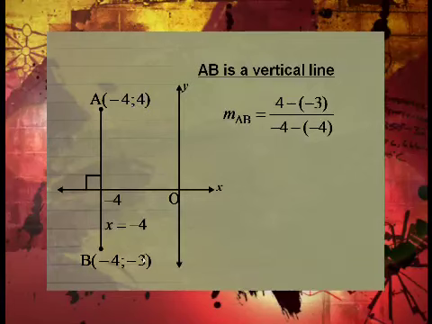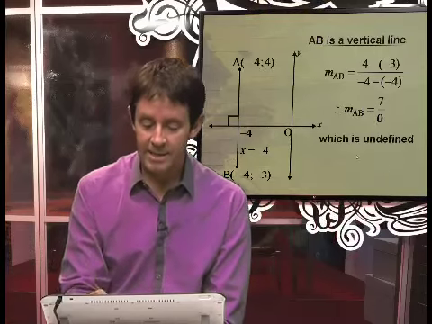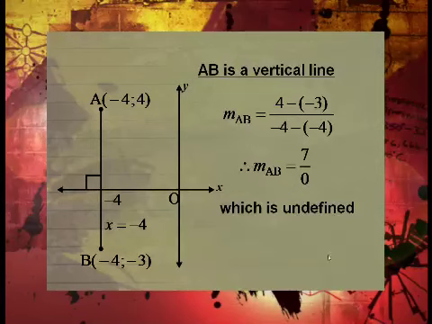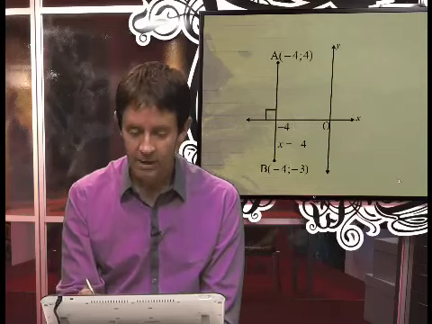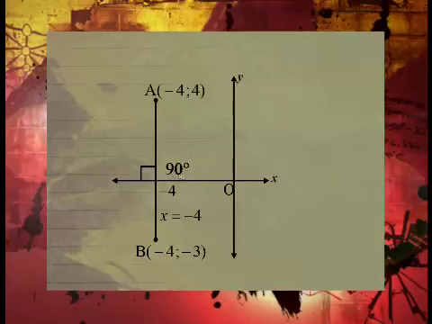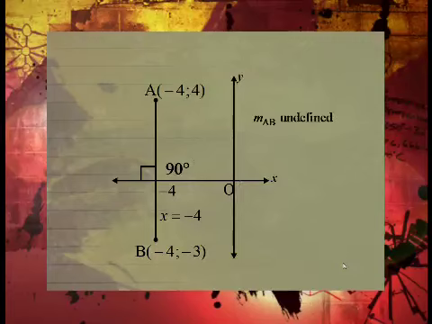4 minus negative 3 over negative 4 minus negative 4. Now what's interesting here is you're going to get 7 over 0, which is undefined. You can't divide 7 by 0. So what we know, and this is important, is that the gradient of a vertical line is undefined. And the angle of inclination is 90 degrees as well. The gradient of AB is undefined for this vertical line.